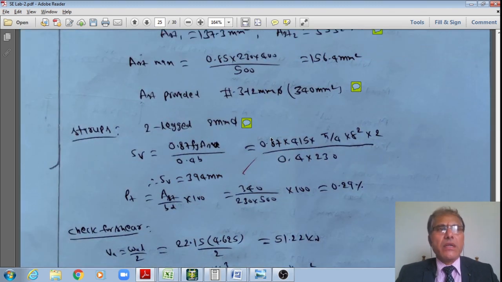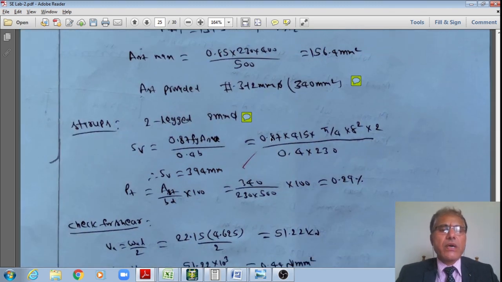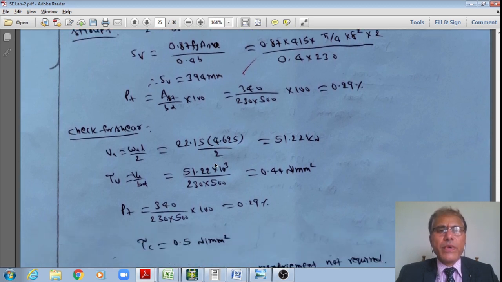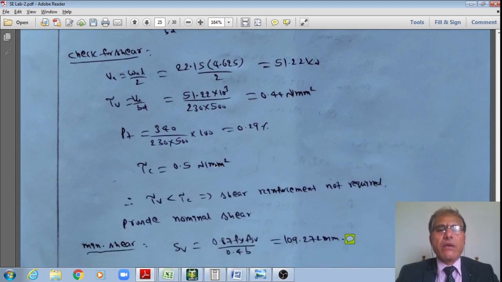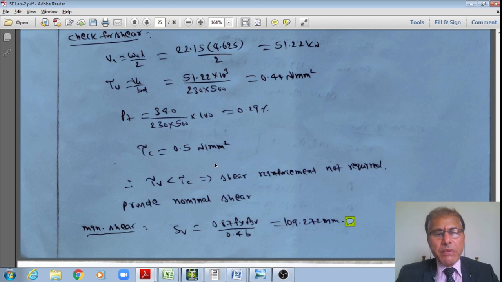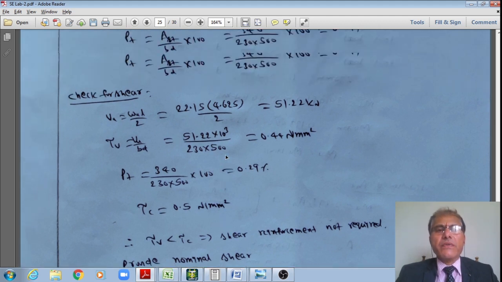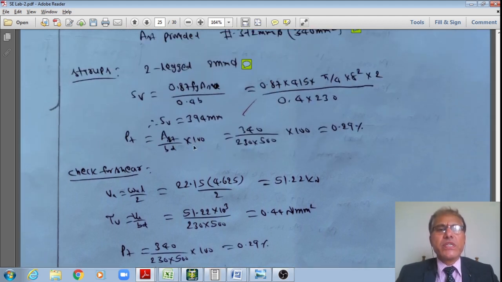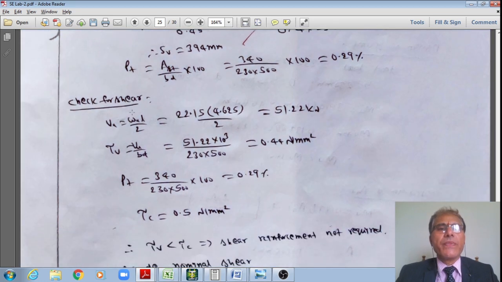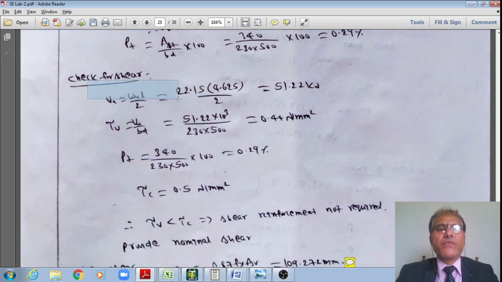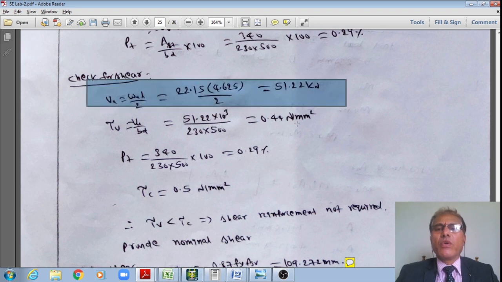Whereas here the check for shear, now I'll do, right? And I'll check whether the minimum shear reinforcement is required or that of the design shear force is required. Therefore, now what I'll do is I'll calculate the shear force for the main beam. We already calculated in the previous subheading. It worked out 51.22 for the 3-span continuous 1, 2, 3 beams, right? 51.22 because it is 22.15 multiplied by 4.65 divided by 2.